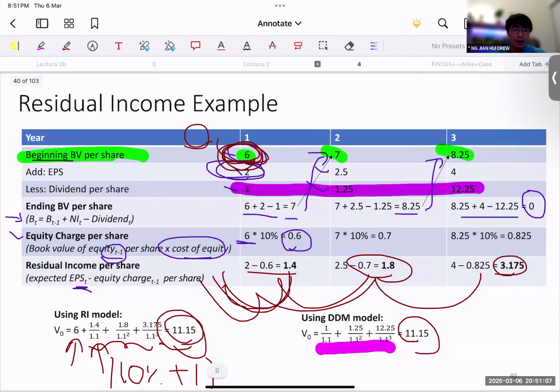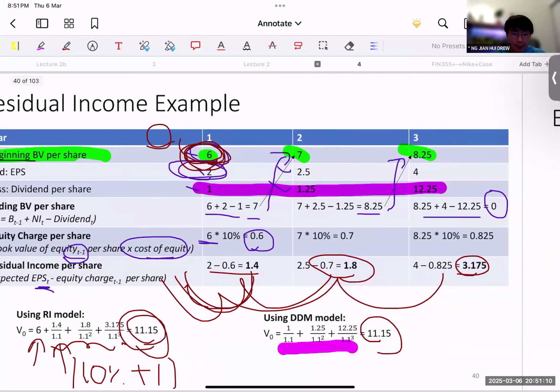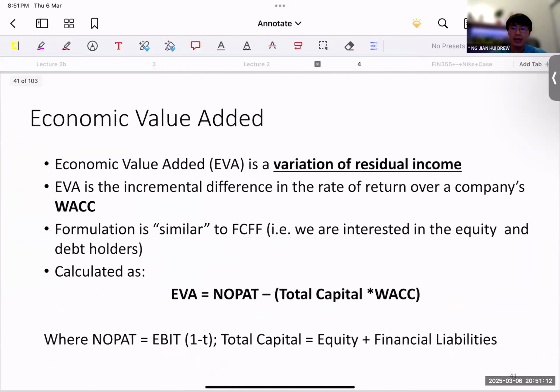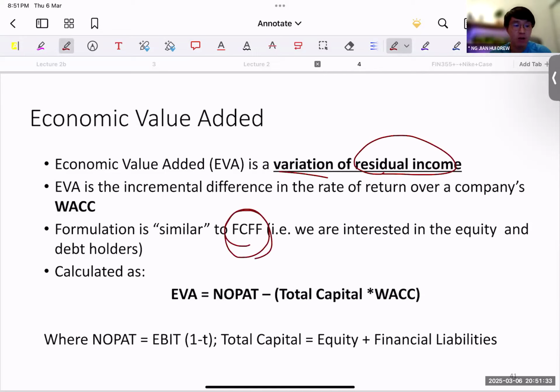Okay. All right, that's all for residual income. Let's try to tackle economic value added. We mentioned that residual income is very similar to your FCFE, for the equity. Now, economic value added is a variation of residual income, which is very similar to your FCFF, because at the economic value added level, we're actually considering the weighted average cost of capital, WACC.